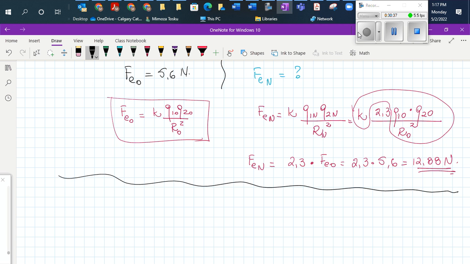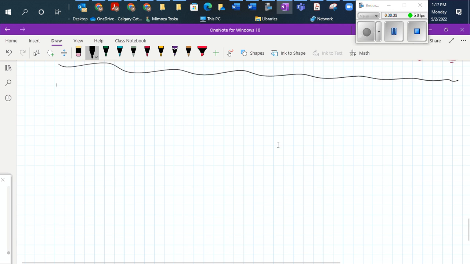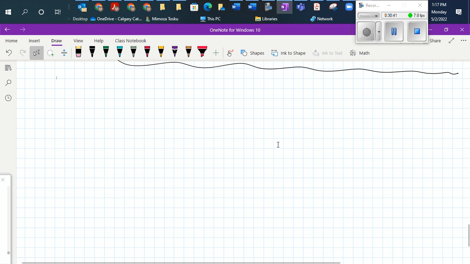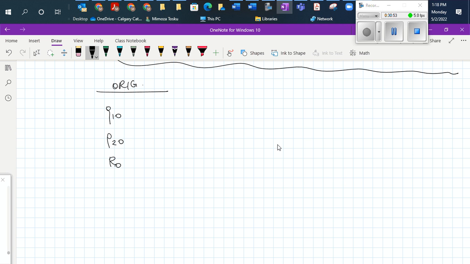Now let's see a case when we are changing both charges. One is increased, the other one is decreased, let's suppose. So for the original situation, we will have Q1 original, Q2 original. We don't worry too much about the exact values. And then we will have an original electrostatic force, let's stick with 5.6 newtons.